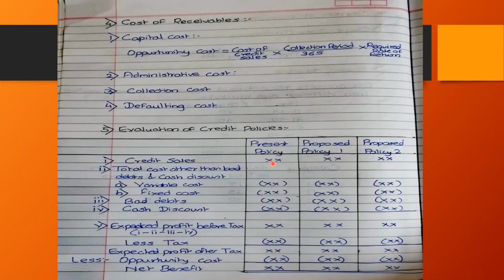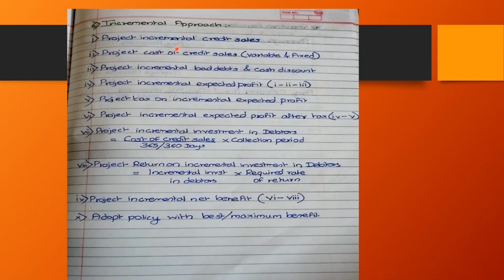Here we have taken credit sales the same for 3 years; in this incremental approach we will increase sales. So it is assumed that the credit sales will be increasing. Rest all is the same, that we will deduct the cost of credit. We will project the cost of credit sales, that is administrative cost, variable and fixed. Then we will project bad debt and cash discount, and by deducting these costs from credit sales we will get profit before tax. Then we will project the tax, and after deducting tax we get profit after tax.